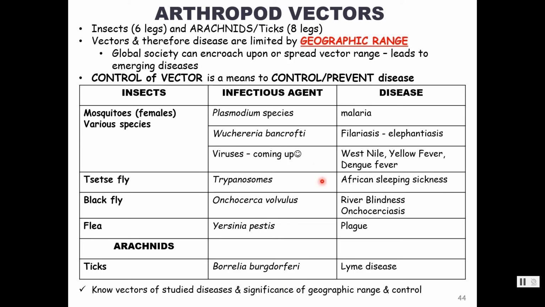We discussed the protozoan parasite that causes African sleeping sickness. That is going to be transmitted by the tsetse fly. We just talked about river blindness, onchocerciasis, that is transmitted by the black fly. And then going way back, it seems like a long time ago, the bacterium Yersinia pestis was transmitted by a flea, which caused the plague. And so I think these are fair game on your exam.